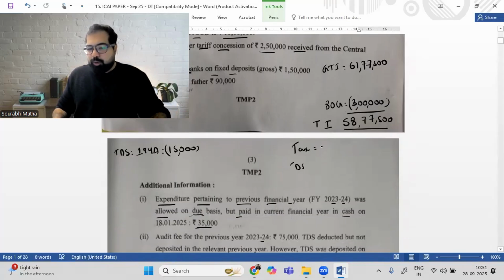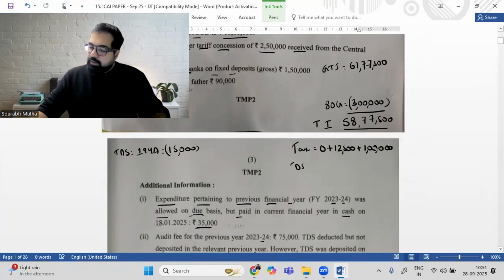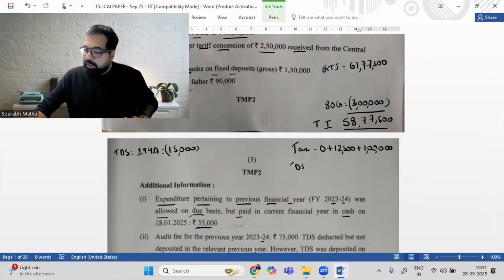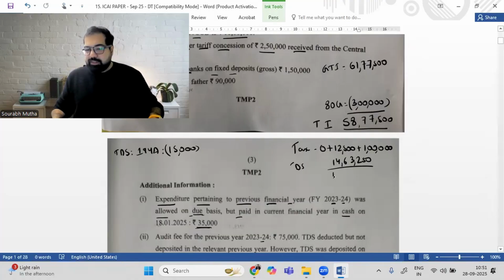Let's see. Up to 2.5 lakh is 0. Then 12,500. Then 1 lakh. This is still 10 lakh. Minus 10 lakh, that gives me 48 lakh 77,500 into 30%, which gives me 14 lakh 63,250. If I add both these numbers, my basic tax is 15 lakh 75,750.